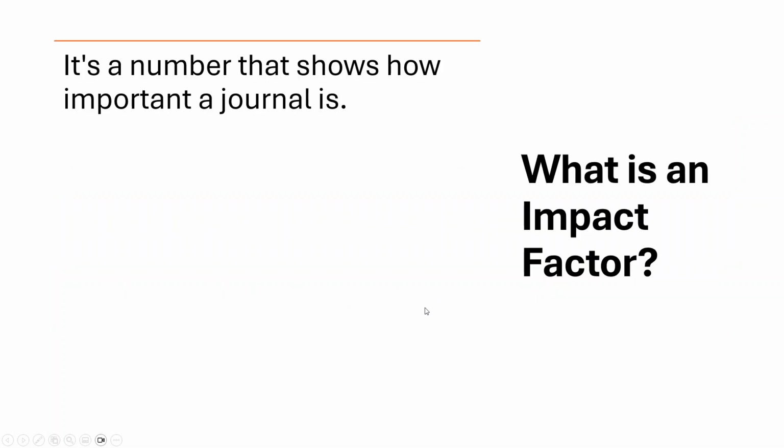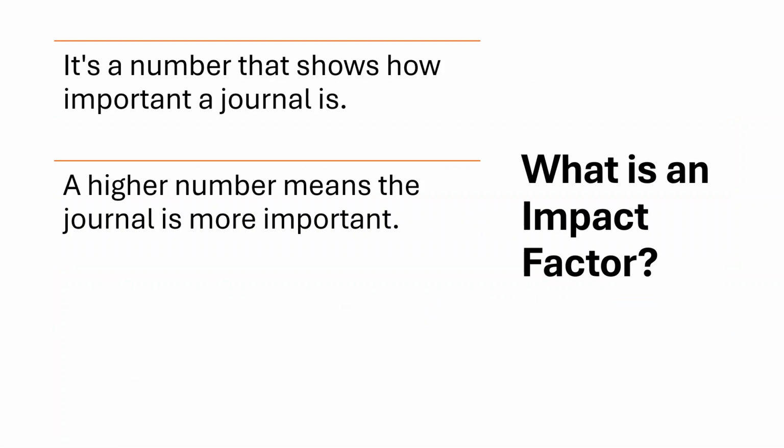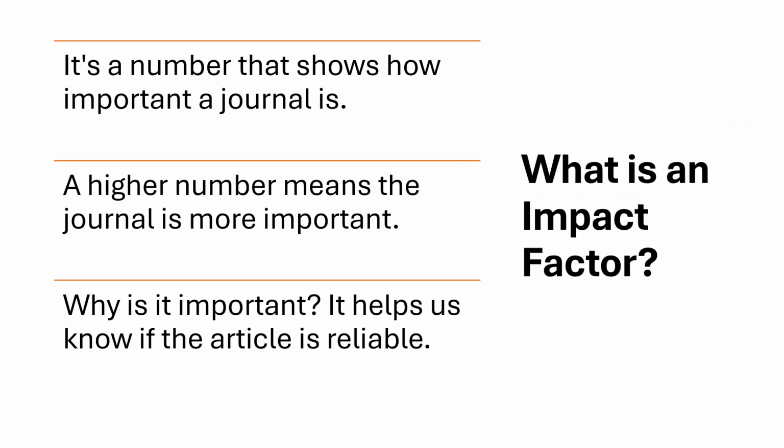So I mentioned impact factor. What is that? Well, if you've never come across that, it's actually a number that shows how important a journal is. And the higher the number, the better the journal, the more important it is. And why is a journal important or not? Well, it helps us know if the article is reliable, because if that journal is really important and a lot of people are reading the articles in that journal and it's peer reviewed and it's of good quality, then you can rely on it for helping you provide a really good foundation for your work.